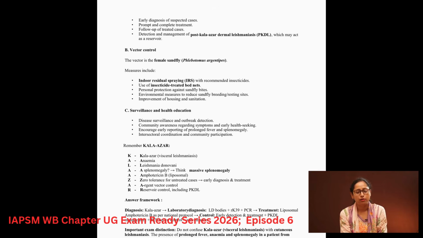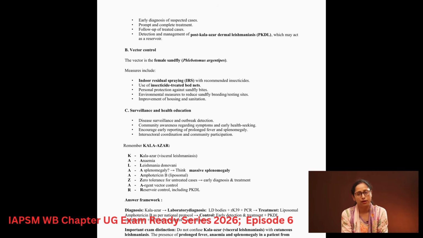And what will you do? You will go for vector control also, and the vector here for Kala-Azar is female sandfly, that is Phlebotomus argentipes. And what would be the measures of vector control? Indoor residual spraying with recommended insecticides, use of insecticide treated bed nets, personal protection, environmental measures to reduce the sandfly breeding or resting sites and improvement of housing and sanitation.